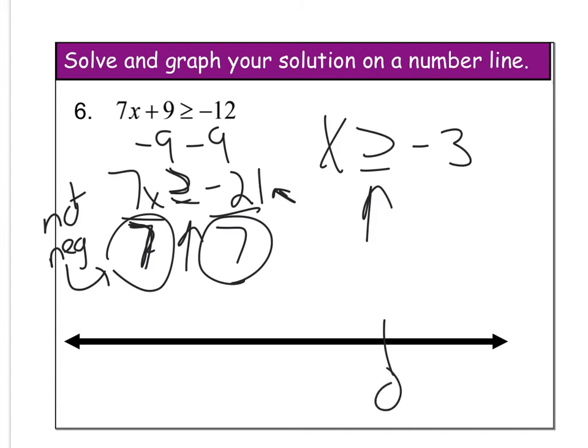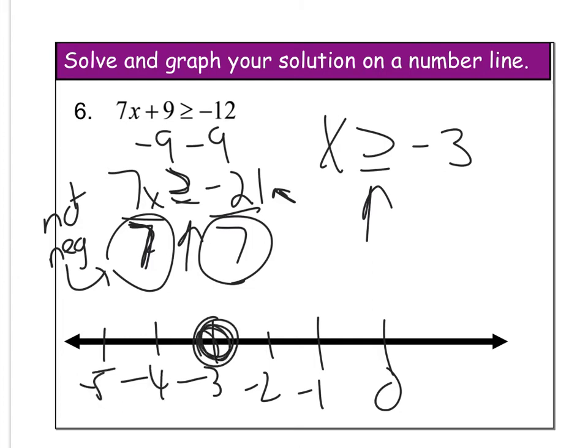So when I go to graph this, I want a full circle. I've got to think about what numbers are bigger than negative 3. Well, I'm going that way to do that.